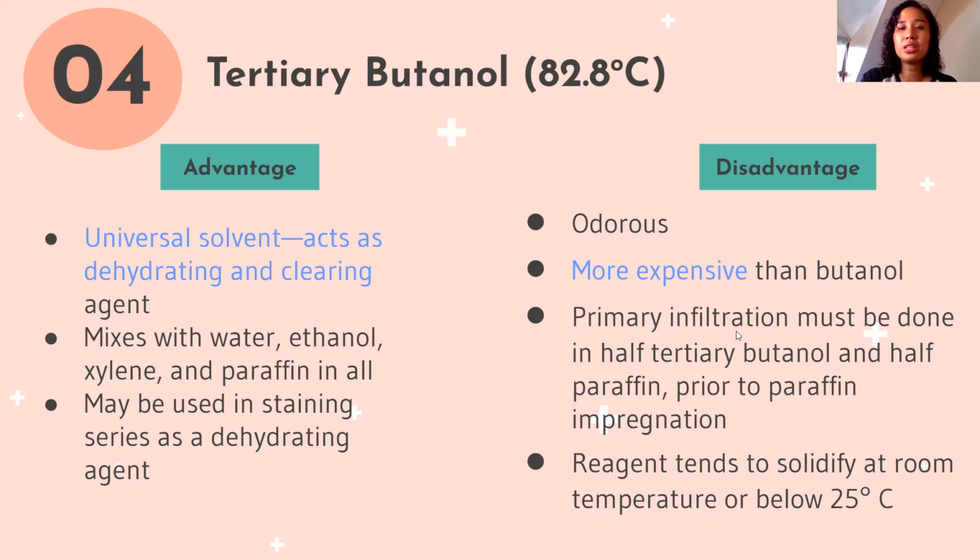Sabi niya, primary infiltration must be done in half tertiary butanol and half paraffin. Wow. So talagang universal solvent siya. Haluan mo daw ng butanol pag mag-infiltrate ka na yung paraffin mo. May be used in staining series. Reagent tends to solidify at room temperature. Yun lang. So dapat 37 degrees Celsius.